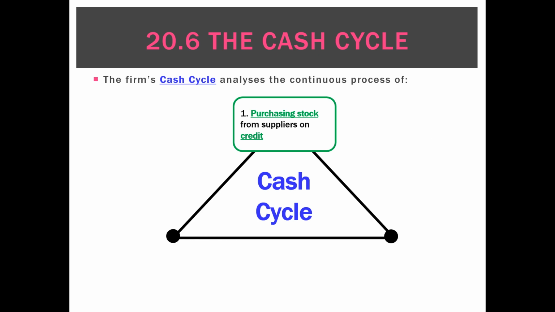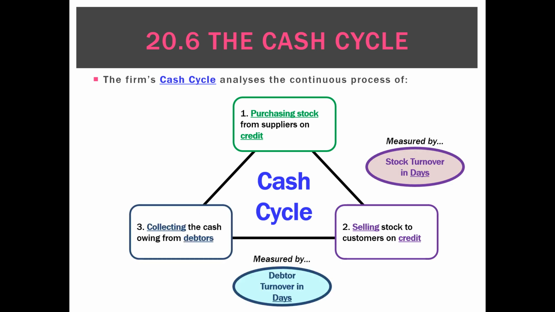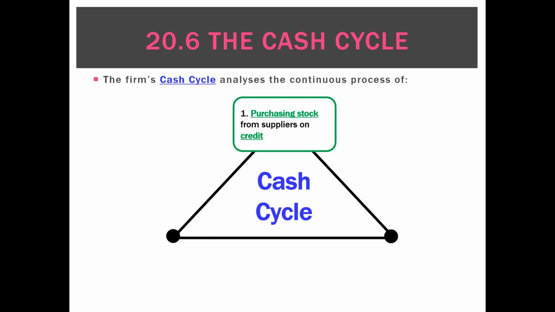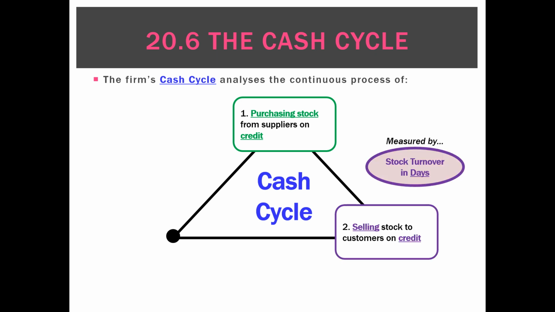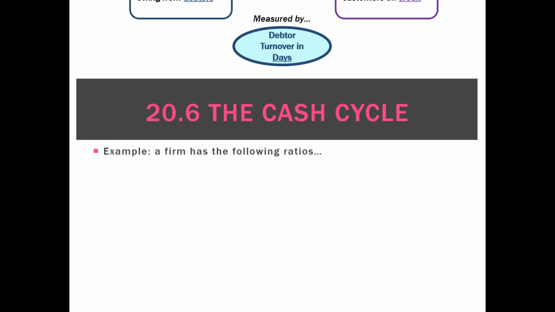So all that happens now is it starts again. Once a business has collected money from debtors, it buys more stock, it then sells it to customers, it then collects the amount owing from debtors, and then it buys more stock. And then it simply sells it to customers, it collects the money owing from debtors, and so on.